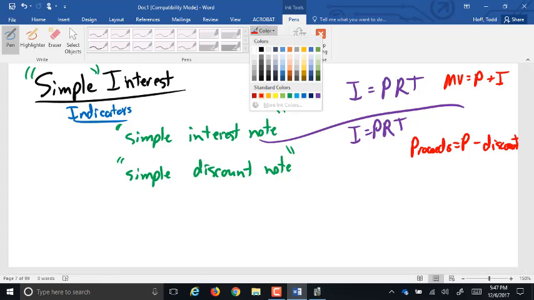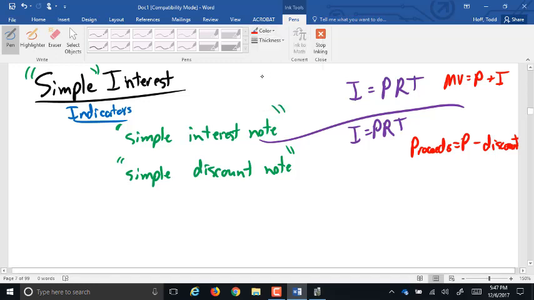And remember, with that then, in the simple discount note, you have to find an effective rate, or you might be asked to find an effective rate that is higher than the actual stated rate, because you don't get the full amount of money.